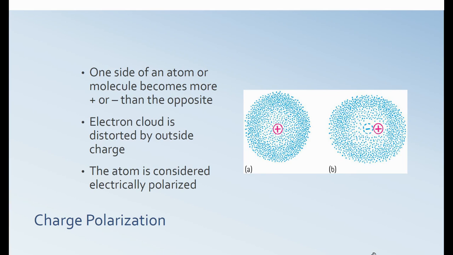But say we brought a negatively charged object over here to the right. Now we can see the positive charge is kind of pulled to the right and the negative charge pushed to the left. And now our atom is considered polarized, because if we cut right down the middle of this atom, we would have more positive charge on the right side of the atom and more negative charge on the left side of the atom.